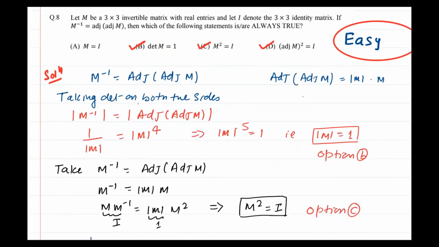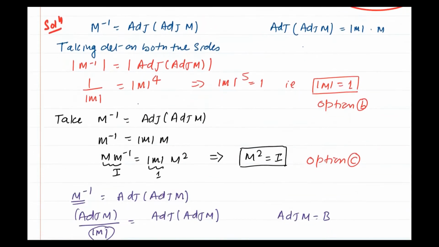Now, question number 8. Let M be a 3 by 3 invertible matrix with real entries, and let I denote the 3 by 3 identity matrix. If M inverse equal to adjoint of M, then which of the following statements are always true? So we have M inverse equal to adjoint of M, and we take the determinant on both sides.